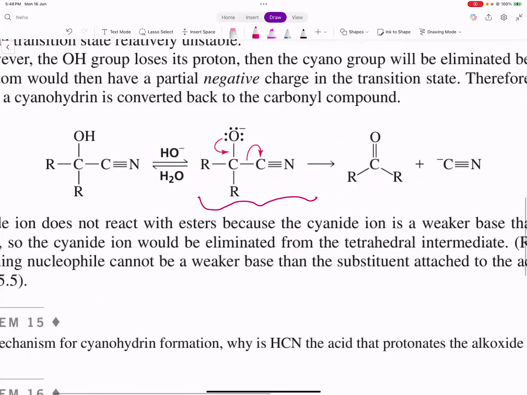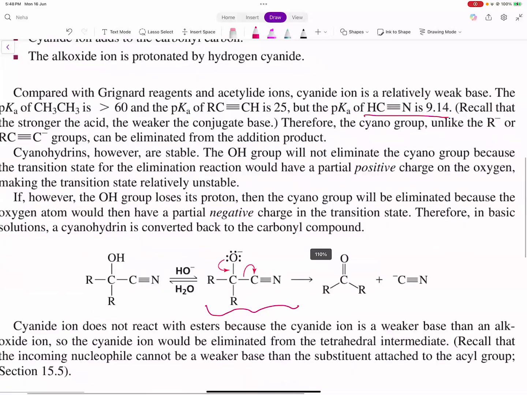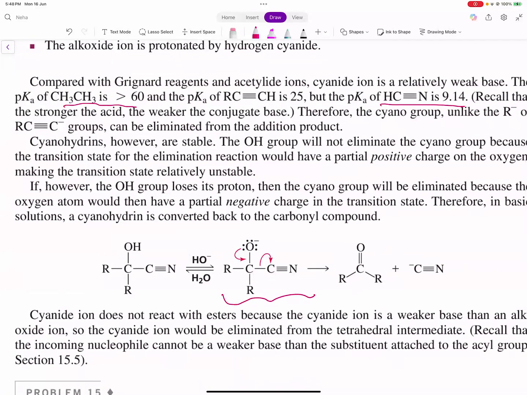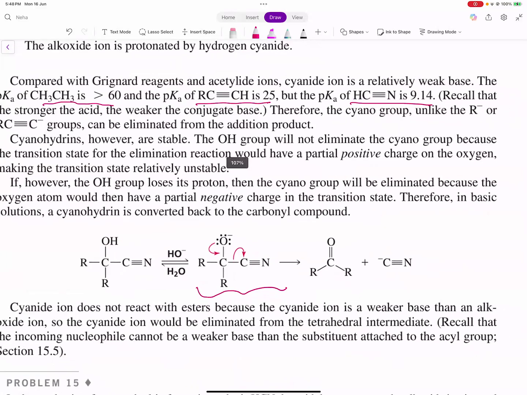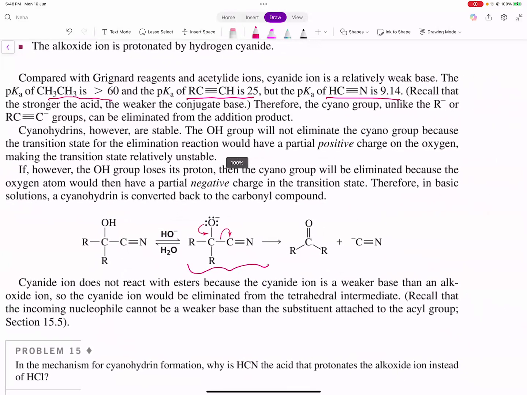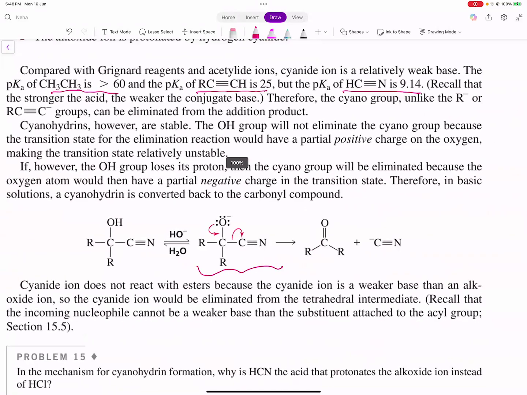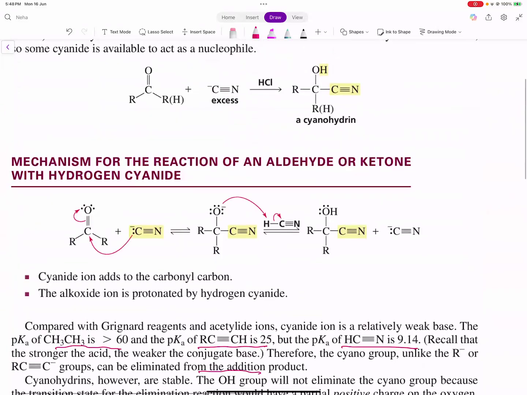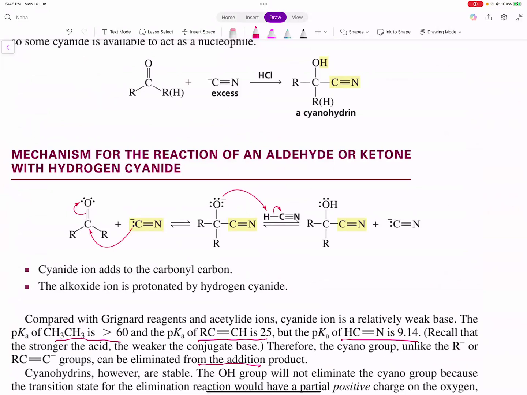In the case of this, all this is pK 60. All these are very, very strong bases. But the conjugate of HCN is CN minus, which will be a weaker base, so it can be eliminated from the addition product. So just after addition of CN minus, this is not stable. This is why the equilibrium is written here.